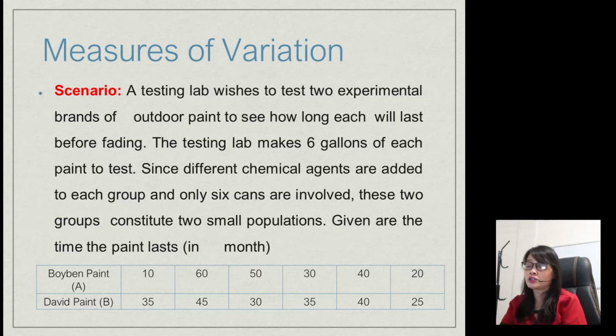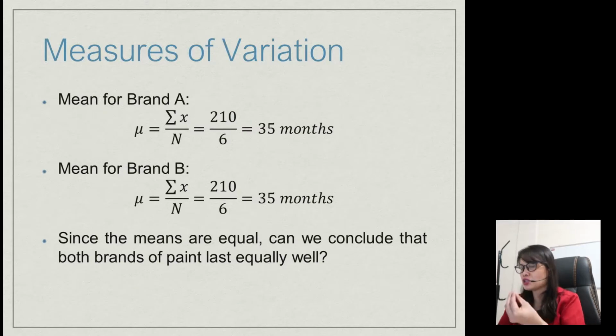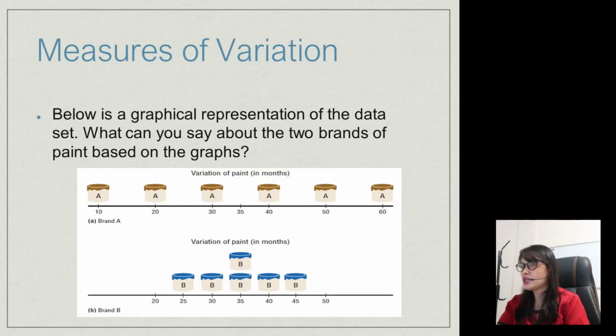But how do we measure their spread to each other? How do we measure the variation or the spread of data? To solve for the mean, we have summation of x over n, so you have 35 months. Then brand B, summation of x over n, still 35 months. Since the means are equal, can we conclude that both brands of paint last equally well? Yes, of course, because the means are equal. Below is the graphical representation of the data set. What can you say about the 2 brands of paint based on the graphs? It was explained by your classmate a while ago. Brand B, they are too close. And brand A, they are far to each other, based on the graph that we have.